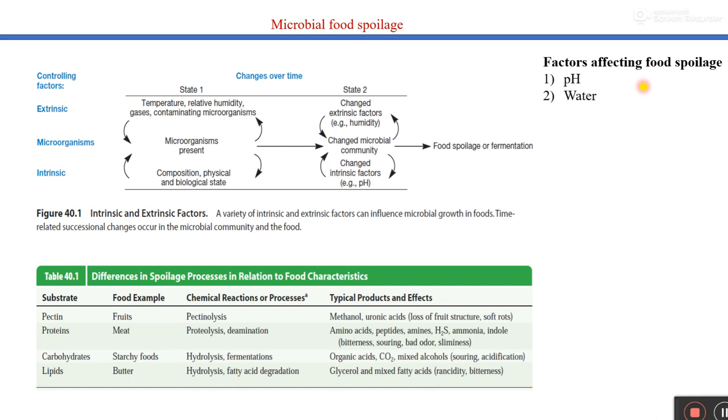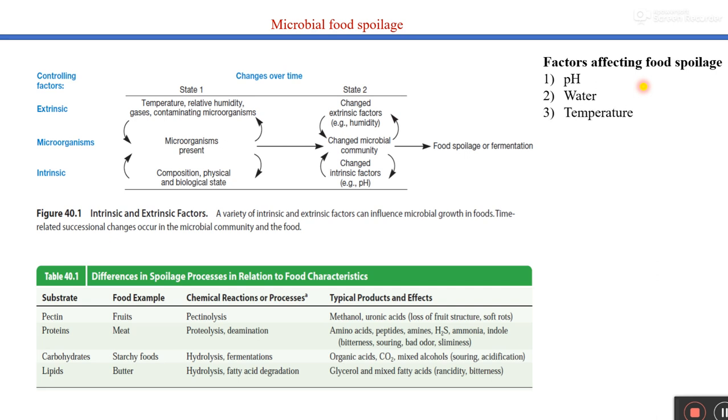The second factor is water. Water is the medium where microbial growth generally takes place. So a food which is rich in water, or which has more water content, is more prone to bacterial growth and food spoilage in comparison to food which has lesser water content.